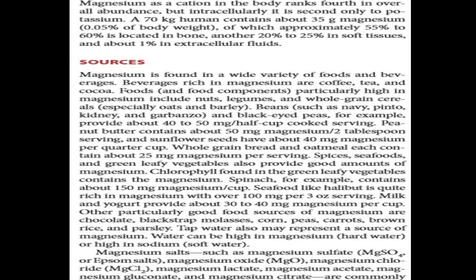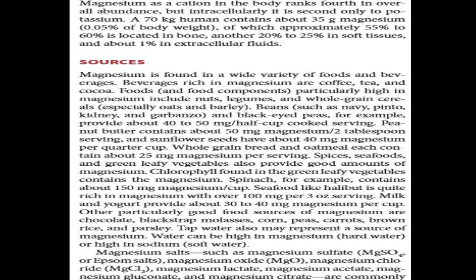Whole grain bread and oatmeal both have about 25 milligram magnesium. Then spices, seafoods and green leafy vegetables are also good sources of magnesium. And we have a pigment called chlorophyll, which is present in plants. This chlorophyll found in green leafy vegetables has magnesium. So that is why you see that green leaf is an essential part of our nutrition.